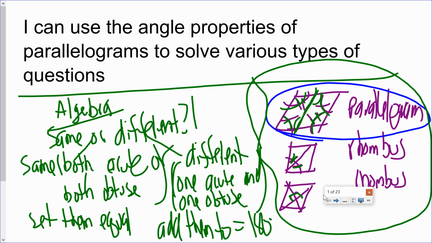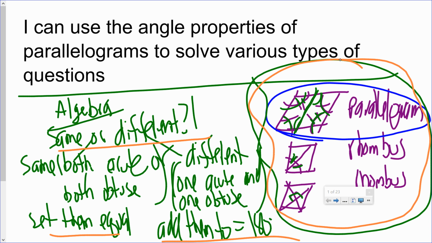So again, I can use the angle properties of parallelograms to solve various types of questions. For the algebra problems, ask yourselves, are they the same or different? Same, set them equal. Different, add them to 180. And then you have these angle properties, which you're going to combine with your complex triangle problems that we did earlier.